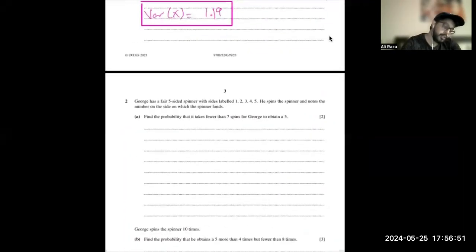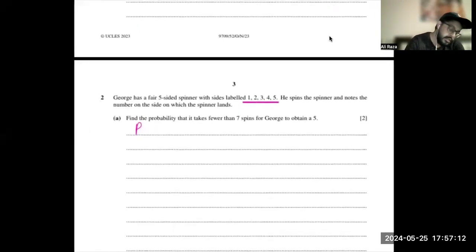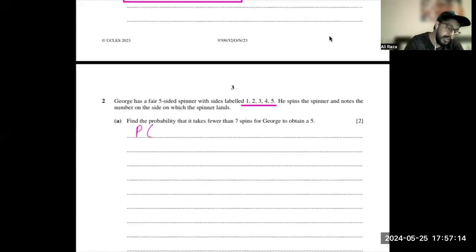In question 2, George has a fair 5-sided spinner with the sides labeled 1 to 5. He spins and notes the number on the side on which the spinner lands. Find the probability that it takes fewer than 7 spins for George to obtain a 5. So this is a question on geometric distribution. And we want the probability for x less than 7.